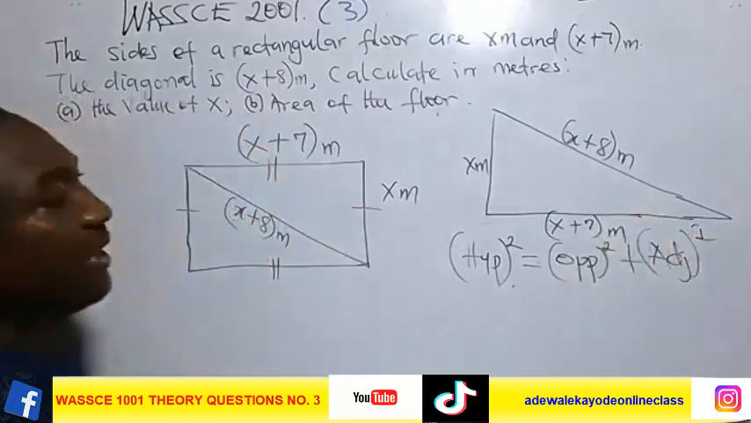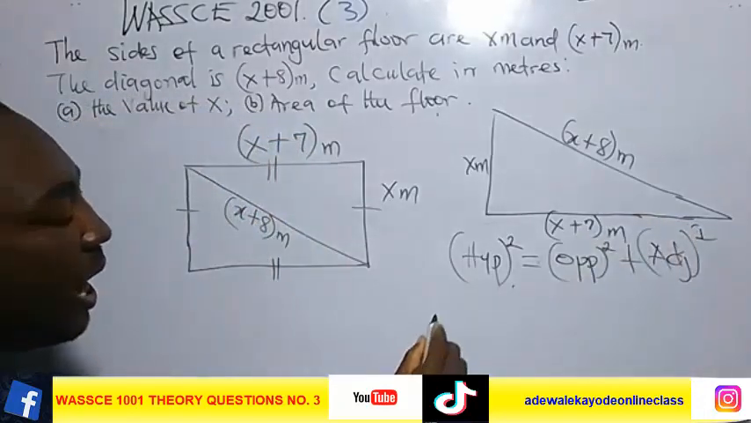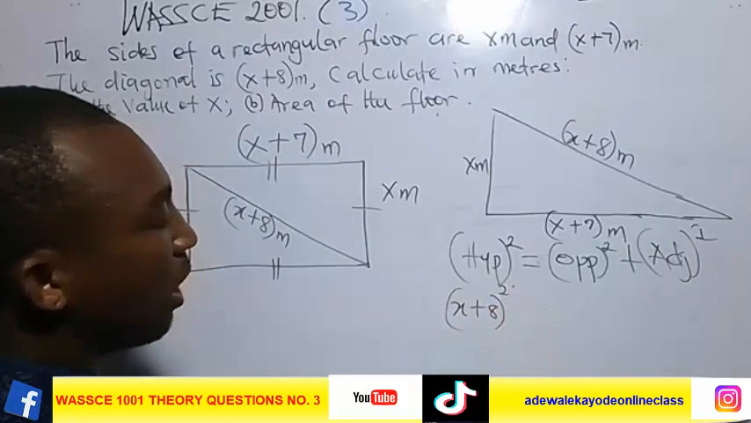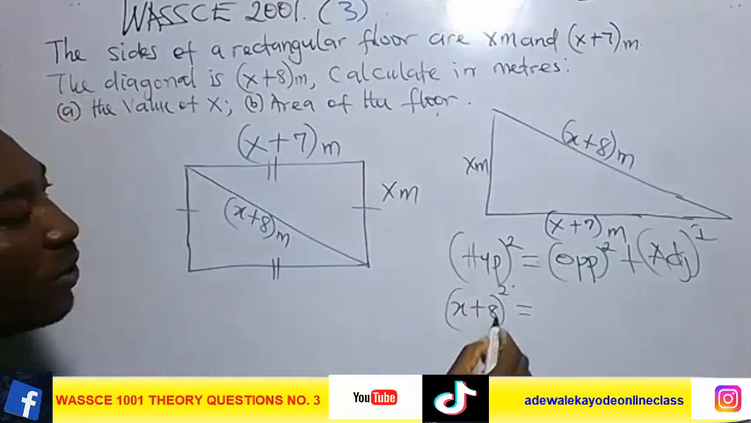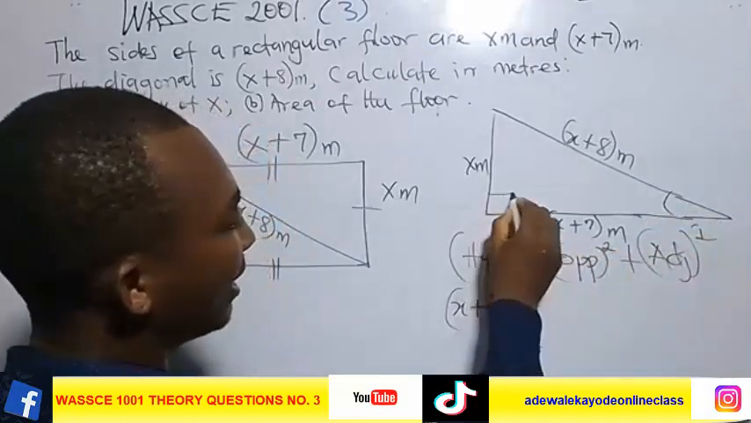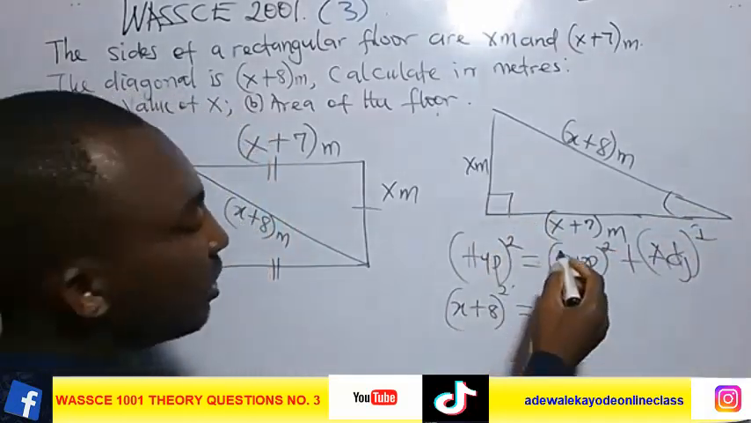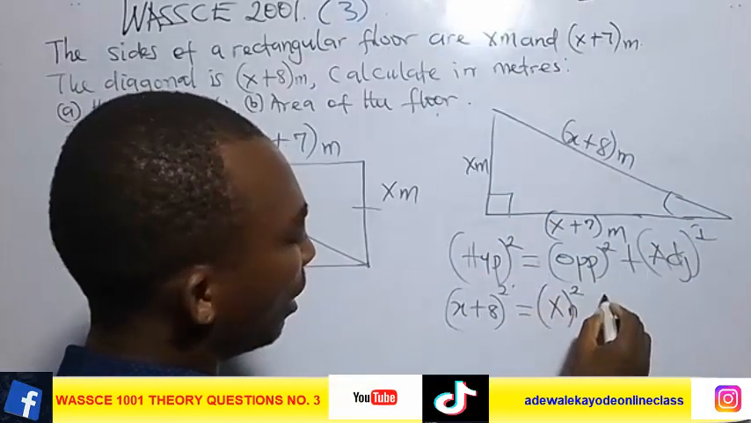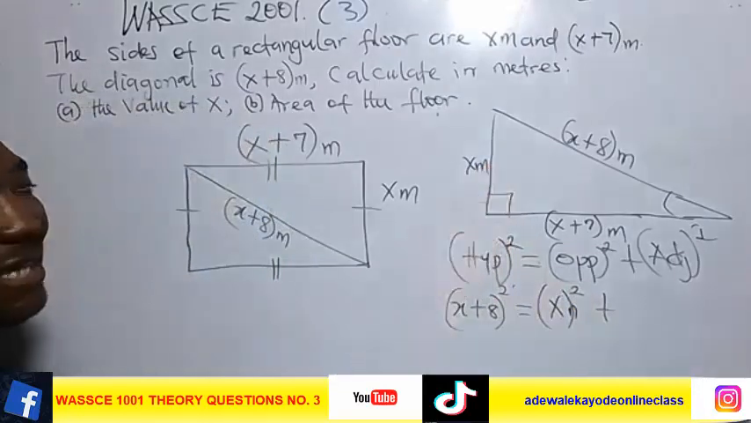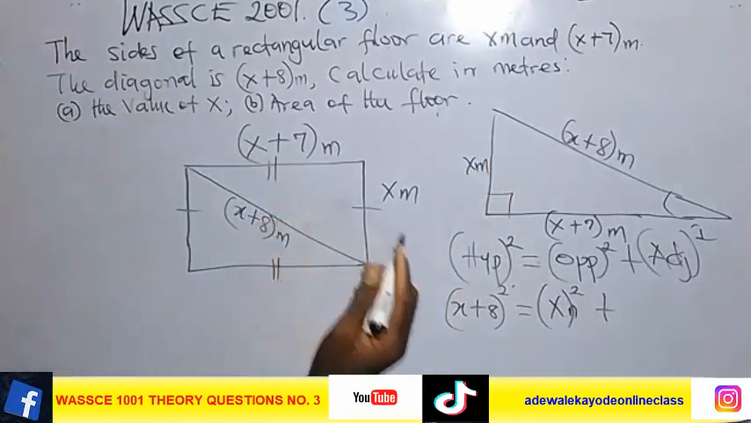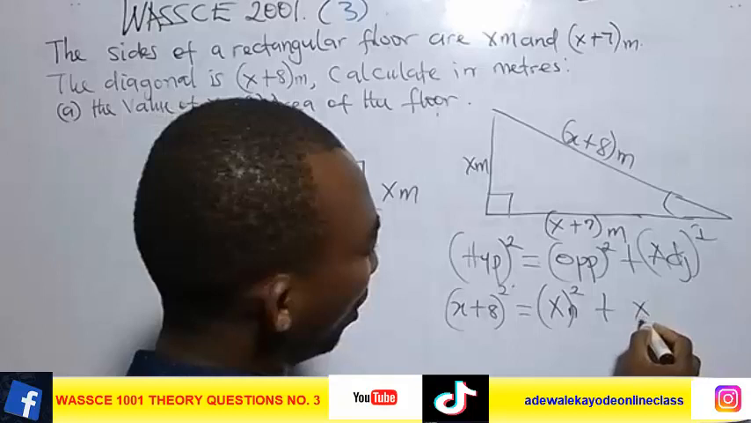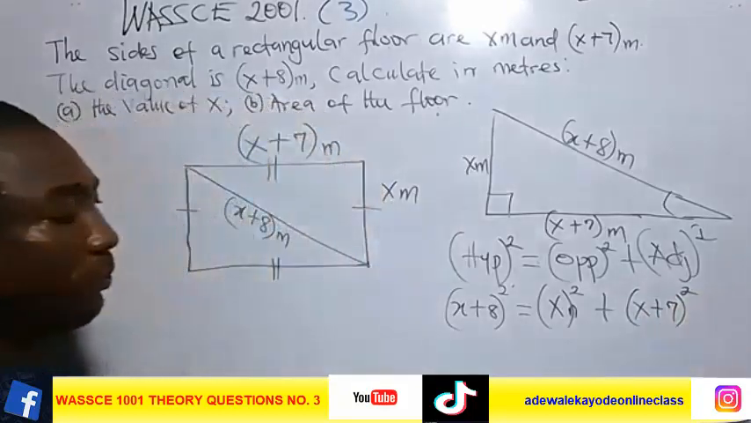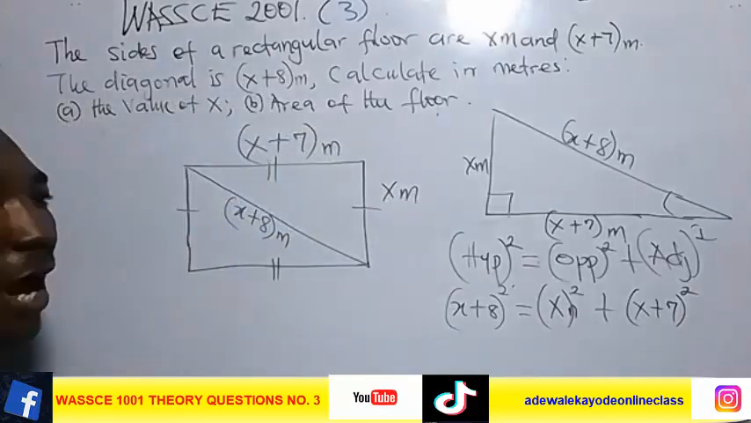So in this, our hypotenuse is x plus 8, all squared, and it is equal to the opposite. This is our angle here, and this is our right angle. So that is x. Let's take that as x squared. That's x, because we are not going to consider the m, since we are to calculate in meters. And the adjacent is x plus 7, all squared. So we are going to square this now.